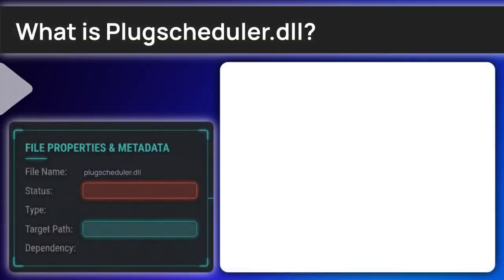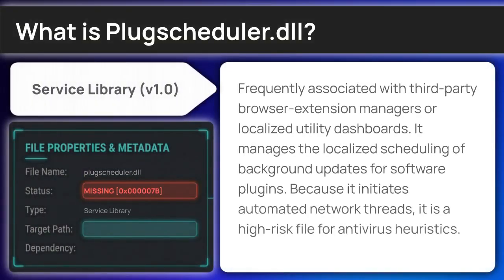This is the Plugscheduler module, frequently associated with third-party browser extension managers or localized utility dashboards. It manages the localized scheduling of background updates for software plugins. Because it initiates automated network threads, it is a high-risk file for antivirus heuristics. Now that you know how the file works, let's focus on the how and fix the issue.